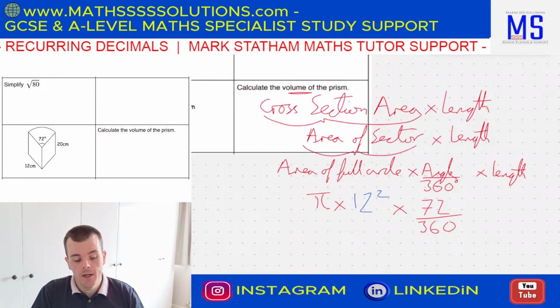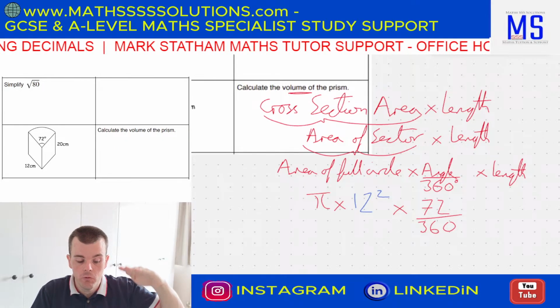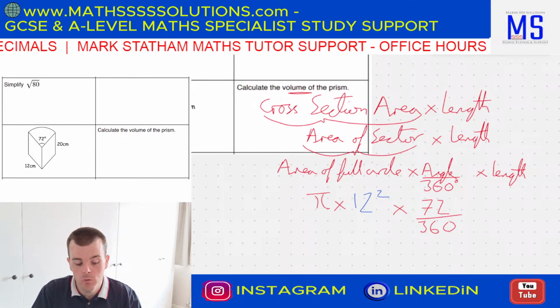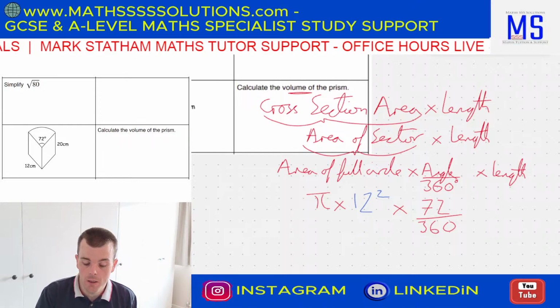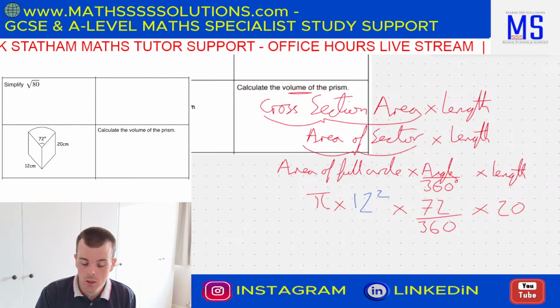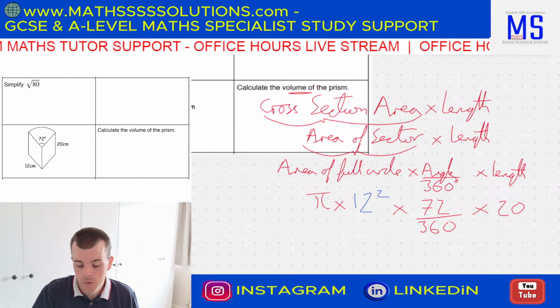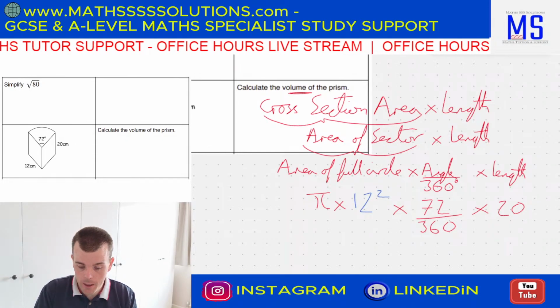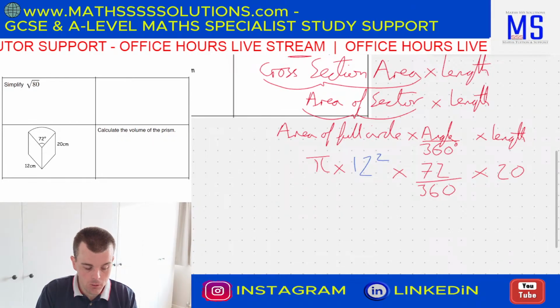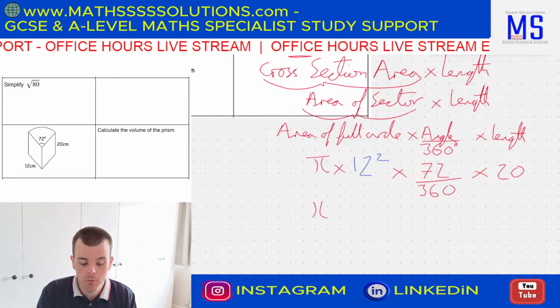Then you times it by the length, so how often that sector is repeated. This one's sort of a prism from top to bottom, so it would be repeated 20 centimetres. So you times it by 20. So you've got a lot of calculations to do there. Let's see if we can simplify it any further that you may be needed to do on a calculator, or without a calculator on the non-calculator papers.